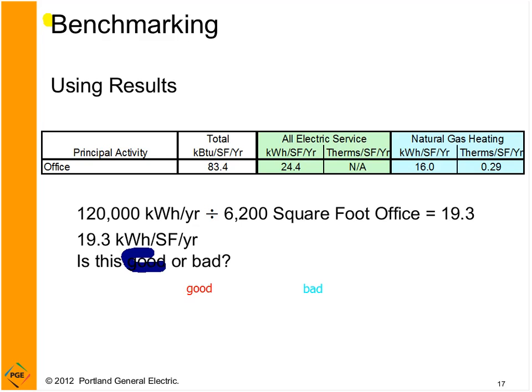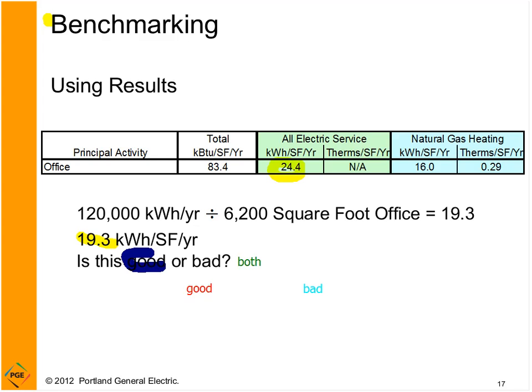And you're all right and you're all wrong. It really depends, and it could be good for you and it could be bad for you. So let's go into details as to why I said that. If I'm consuming 19.3 kilowatt hours per square foot per year in an office building, and I'm heated with electric, maybe I have electric resistance heating, or maybe I have electric reheat coils, whatever. If I don't have a natural gas meter, then I can look at this number. So I'm 19.3 compared to 24.4. I'm doing better than average.